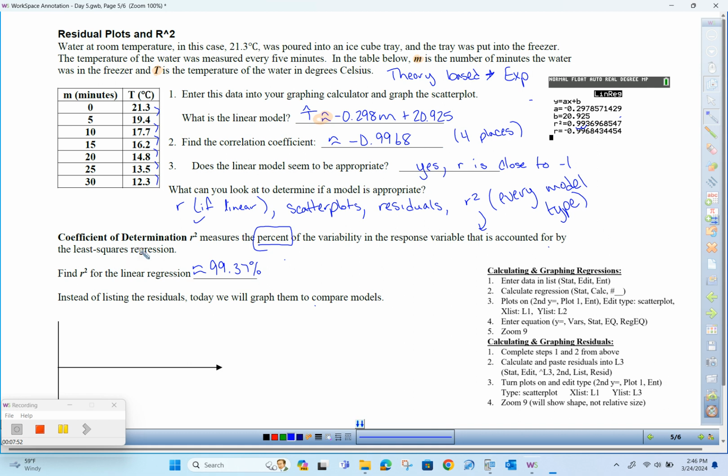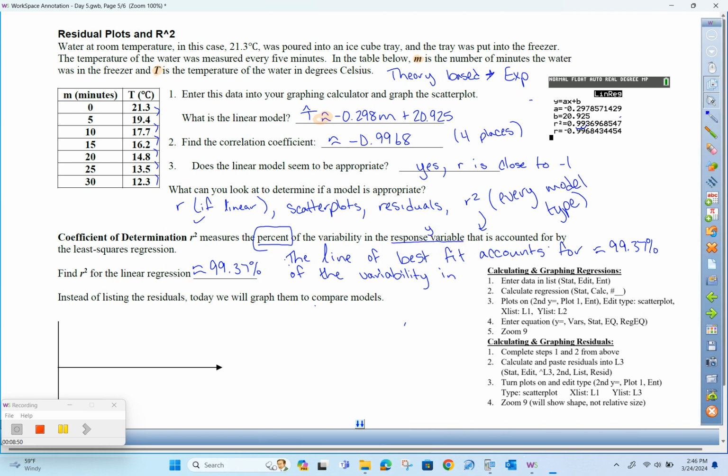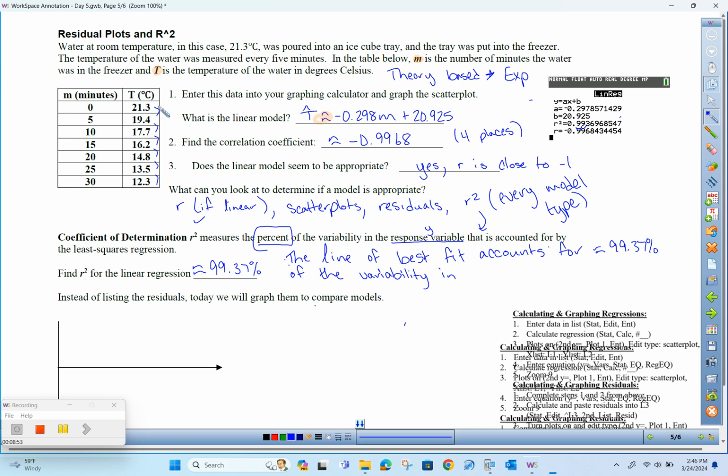Okay, and what it says is my model, in this case it was the least squares regression line or the line of best fit, but you're going to say whatever model you're working with. So the line of best fit accounts for or takes care of this percent of the variability. And remember that variability just means the difference from like what is supposed to happen and what actually happened. So the variability in the response variable just means the y context. So for us, the y context was talking about the temperature.